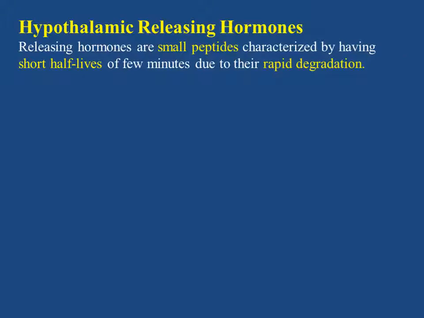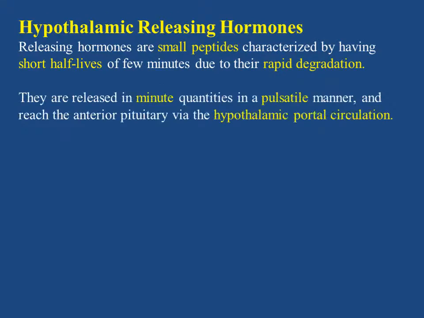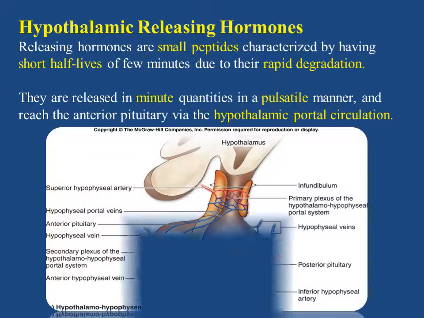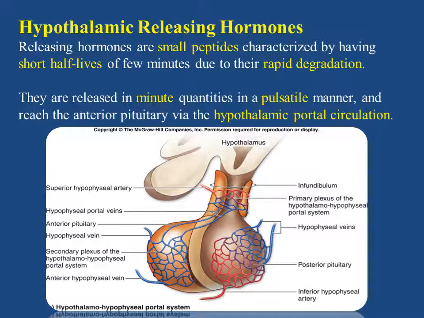The hypothalamus releases what are called hypothalamic releasing hormones. They are small peptides with a short half-life of a few minutes due to rapid degradation. They are released in minute quantities in a pulsatile manner, and they reach the anterior pituitary via the hypothalamic portal circulation, or the hypothalamic-hypophyseal portal system.